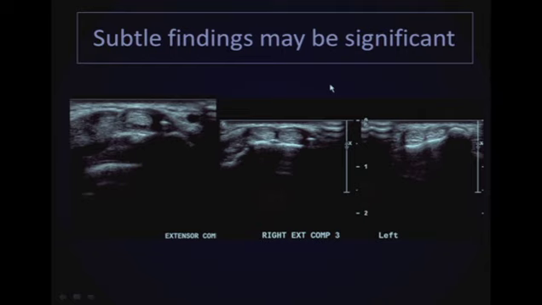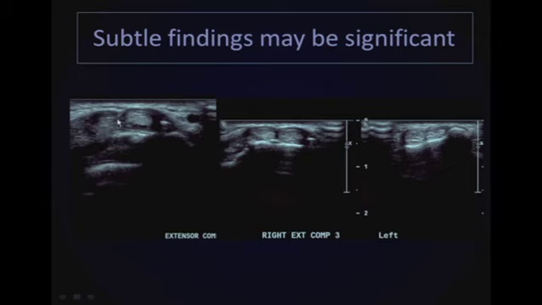Subtle findings may be significant. So even though you see what looks like what someone might think of as a drop of fluid or very minimal thickening, comparison with the other side may tell you that these are significant findings, but also, of course, an interaction with your patient. This is a patient who presented with dorsal right wrist pain, and right where she points to the pain, we see the extensor tendons.